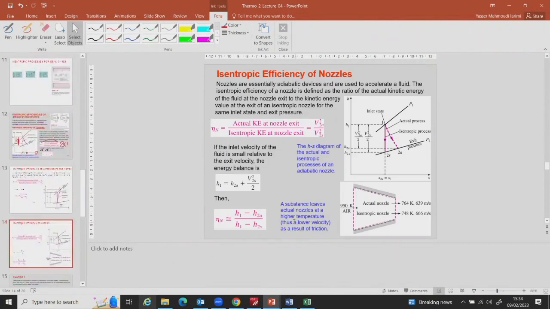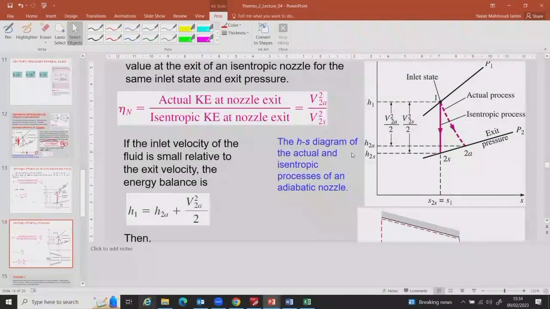Diffuser job is different. It doesn't really deal with the power or work, it actually deals with increasing the kinetic energy at the inlet or the exit. Again, these are terms of one thing, please refer to those, but I've written here.